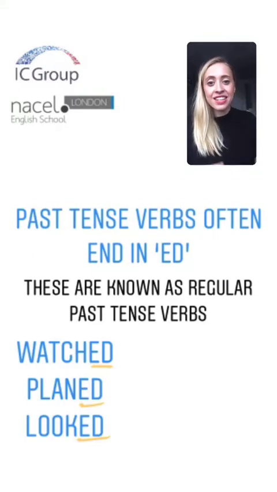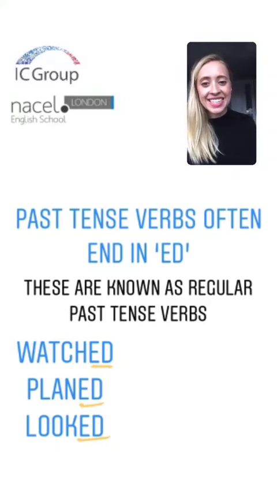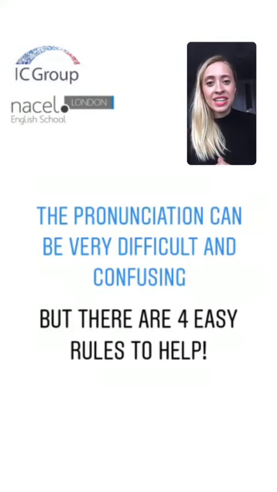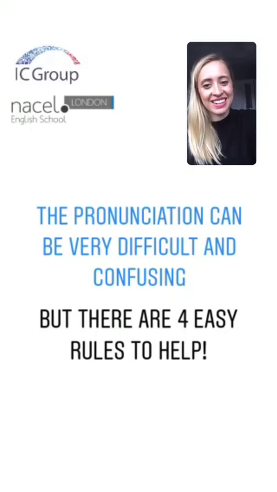So past tense verbs often end in ed. These are known as regular past tense verbs. And the examples we have here are watched, planned, and looked. Okay, and it's the end of the word that we want to focus on. So as I said, this can be very difficult and very confusing, but there are 4 easy rules to help, and we're going to look at each one. Okay, so I hope you're ready and we can begin the class.